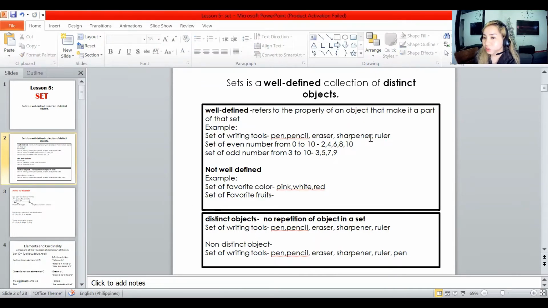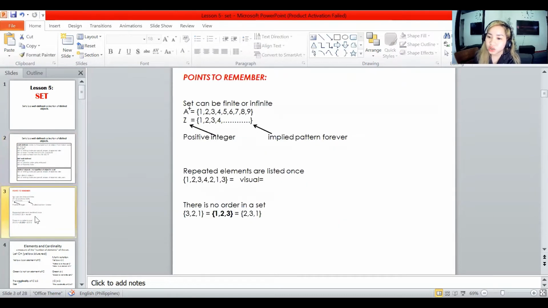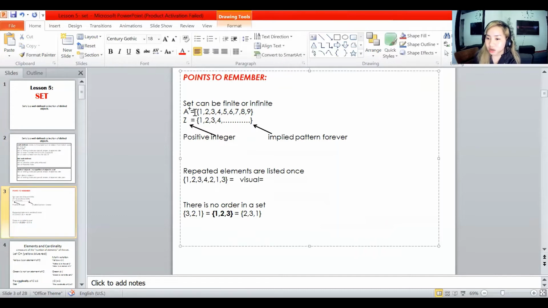Again, a set is a well-defined collection of distinct objects. Ayan. So points to remember lang po, set can be finite or infinite. Yung set po is pwedeng may katapusan or walang katapusan. So, we have 1, 2, 3, 4, 5, 6, 7, 8, 9. So, ito po, example po siya ng finite. Bakit po? Kasi po nag-end sa 9.